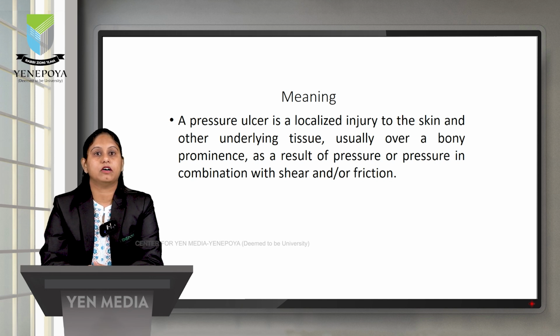Let's see the meaning of pressure ulcer. A pressure ulcer is a localized injury to the skin and underlying tissue, which may be to the epidermis, dermis, subcutaneous tissue or fat, muscles, or sometimes to the bones, usually which occurs over a bony prominence, especially back of the head, shoulders, sacral region, lower extremity and the heels, as a result of pressure or pressure in combination with shear or friction.